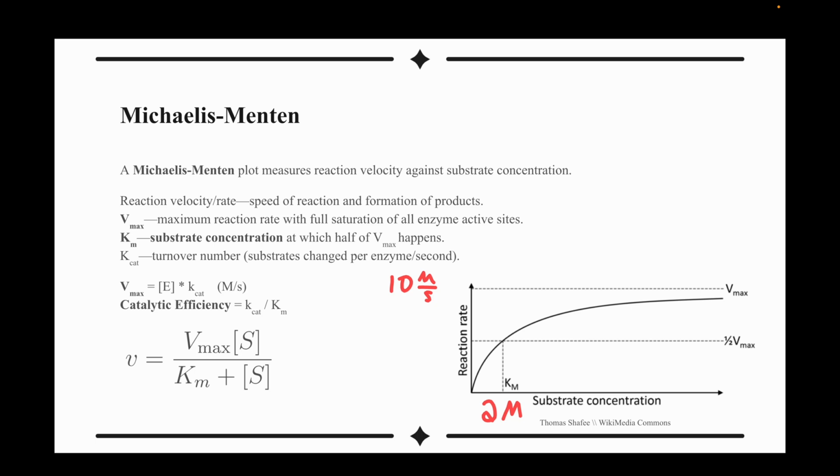Two equations you should know. Vmax equals enzyme concentration times Kcat. This is given in units of molar per second. And catalytic efficiency, which is equal to Kcat over Km.